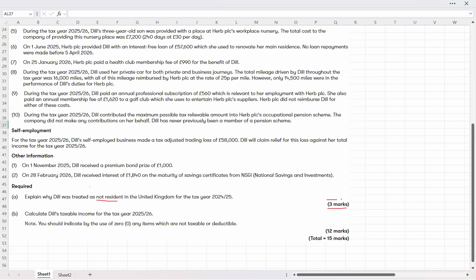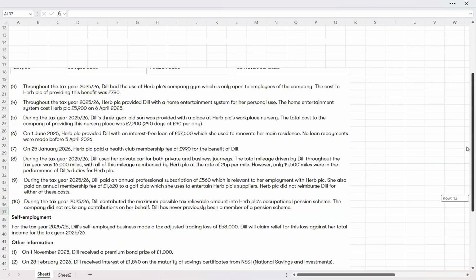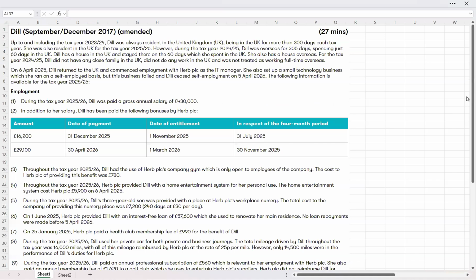And if you start explaining the automatic UK resident test and the automatic overseas test, this is not going to help. Okay, you just have to tell why this person was considered a non-UK resident for the tax year 24-25. But I will take this opportunity and I will discuss all the 3 tests with you so that you get a good revision. Let's see. And this is the first requirement.